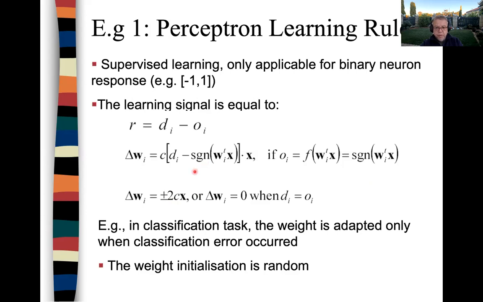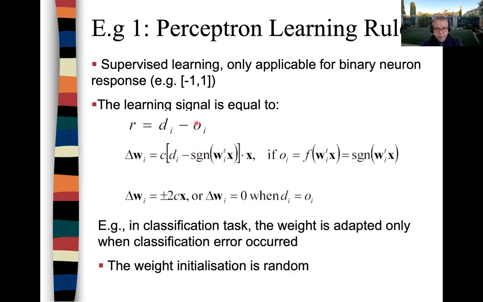So if f is the sine function, you can have here plus one or minus one. So your delta wi is either, if this is plus one, so you have one minus minus one, so it's plus two, and then you have your c and the x. If this is equal to plus one, you can work it out to find that you can have two cases, plus 2cx or minus 2cx.